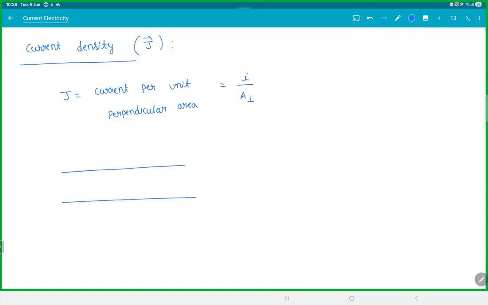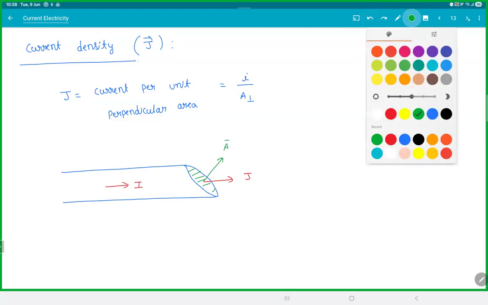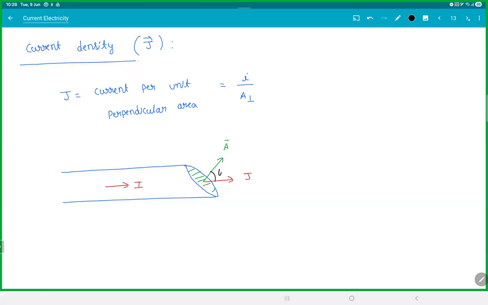So if you have a wire like this with the slanting cross section, this is current I, this is J. So the J direction will be the direction of the current. This is the cross section. Let's say this is the area vector A bar. This angle is theta. This is how current is defined.